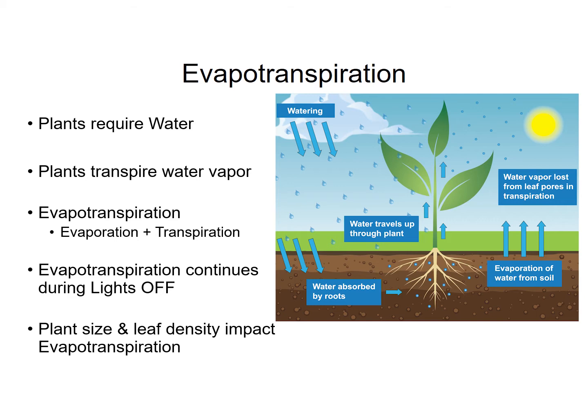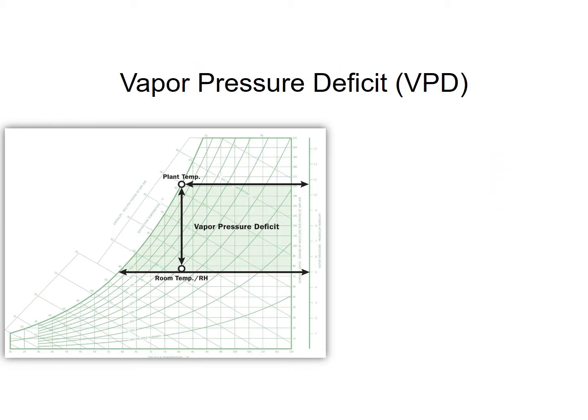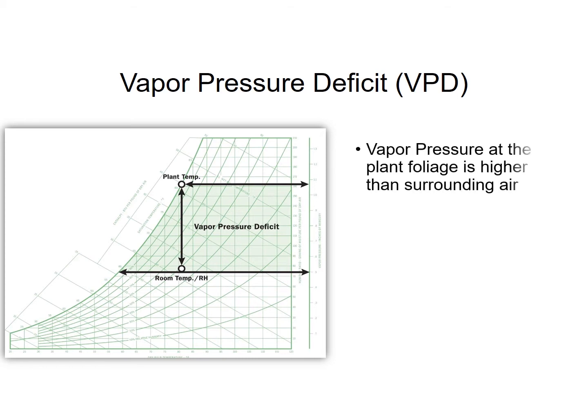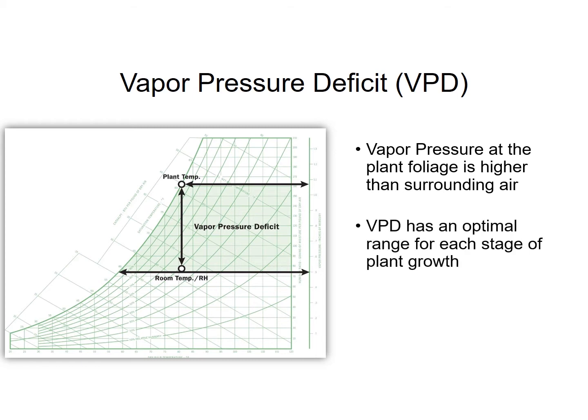The process of transpiration occurs because the water vapor pressure in the plant foliage is higher than the surrounding air. This difference in vapor pressure is the driving force for the transpiration process and is called vapor pressure deficit, or VPD. The VPD has an optimal range for each stage of plant growth. Too low of a VPD slows transpiration and growth. Too high a VPD creates issues where the plant cannot transport adequate water to the upper shoot and can stunt growth, or in extreme cases, damage the crop.